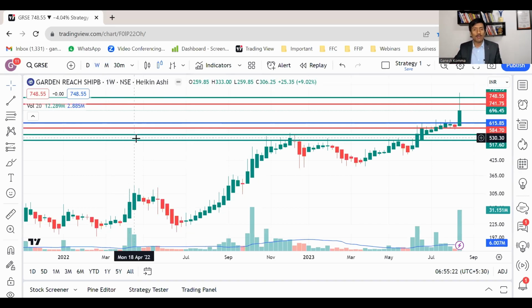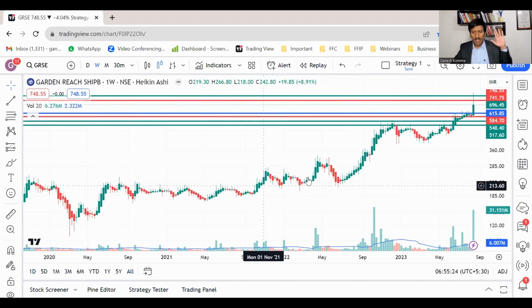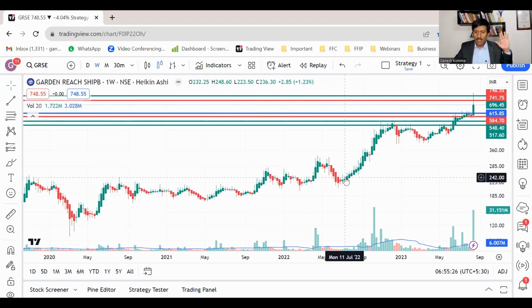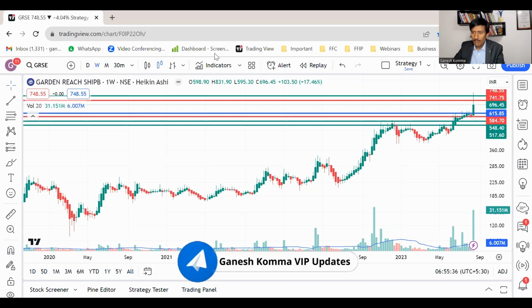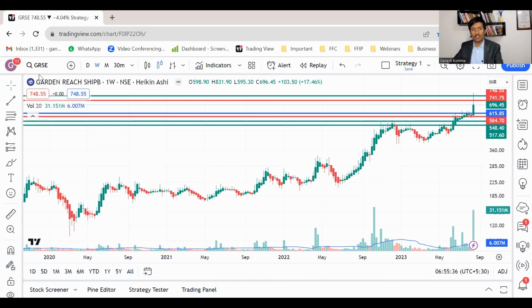And even if you see the power of Heikin Ashi on a weekly, even if you are a swing trader or a long-term investor, Heikin Ashi has clearly given you information from July 2022 onwards also. GRSE has been in a very strong momentum, right? How is the trend? Trend has been positive, right? Check it for Mazagon, or even any company which you are following, right?